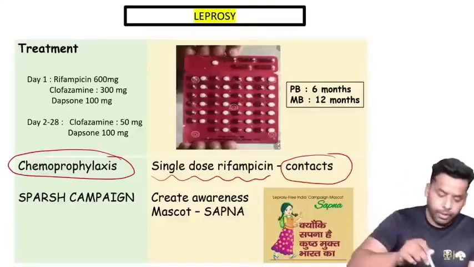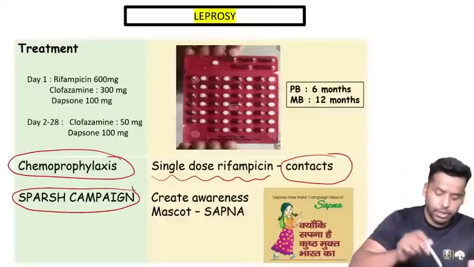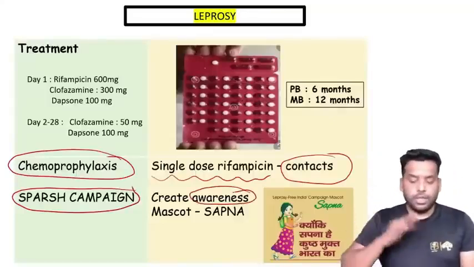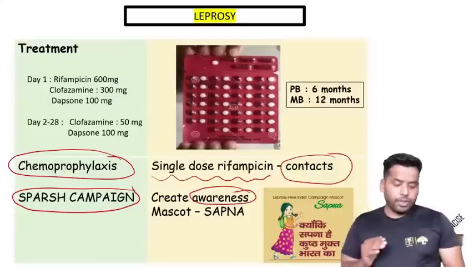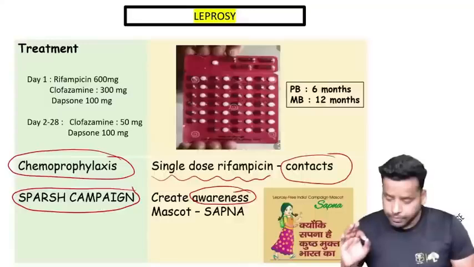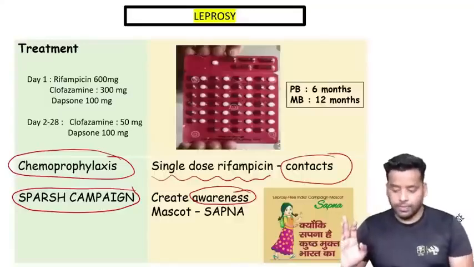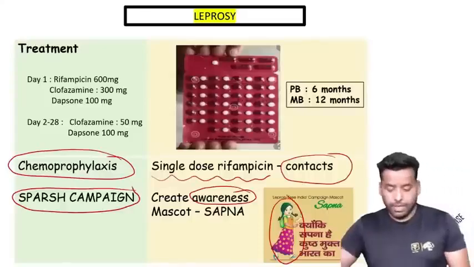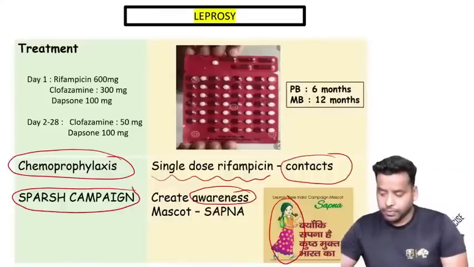What is the campaign used to create awareness in leprosy? Sparsh campaign. Sparsh means touch. Touch sensation is less, so the campaign we keep is Sparsh to create awareness. The mascot used is Sapna.